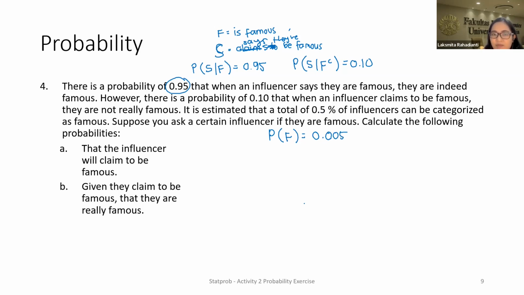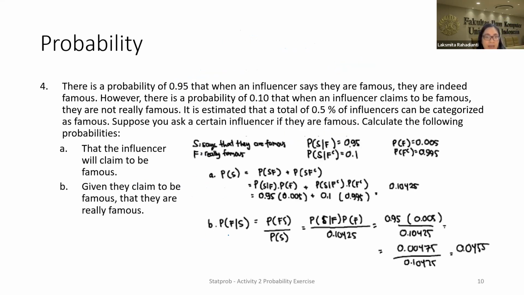I believe. Suppose you ask a certain influencer if they are famous, calculate the following probability. The first one is to compute the probability that the influencer will actually claim or say that they are famous. And the second, remember from Bayes' theorem, this is the opposite: given they claim to be famous, they are indeed actually famous.